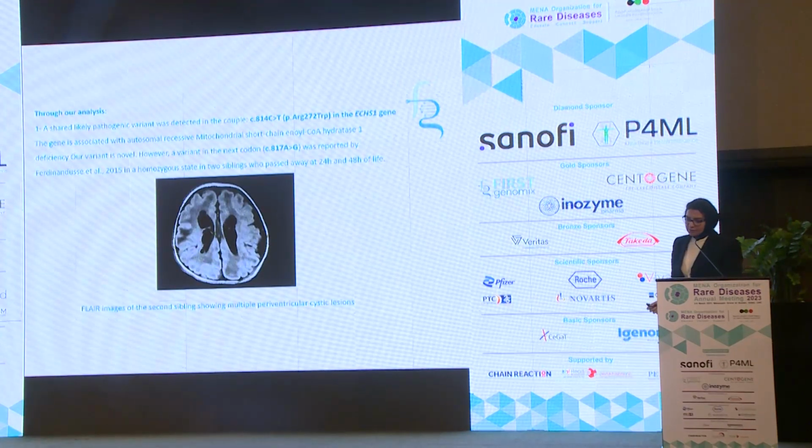So in our analysis of the couple, we detected a pathogenic variant in the ECHS1 gene. And it's novel, as Dr. Christine mentioned, the problem with our population is that most of the findings are novel. They are not reported, not well established. So we detected the variant in both of them, the couple, and it's a mitochondrial disease.